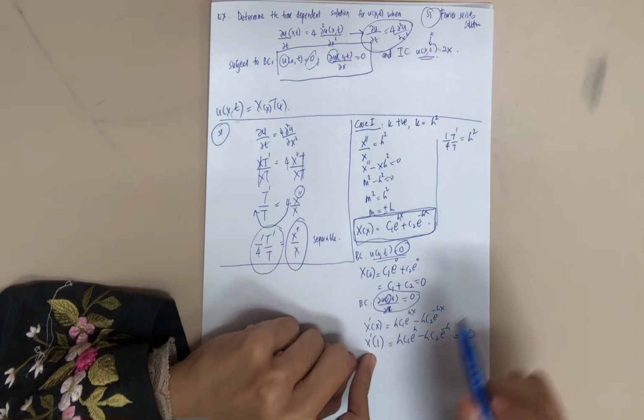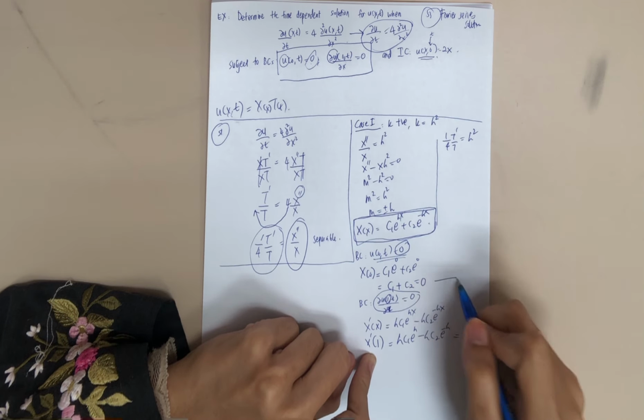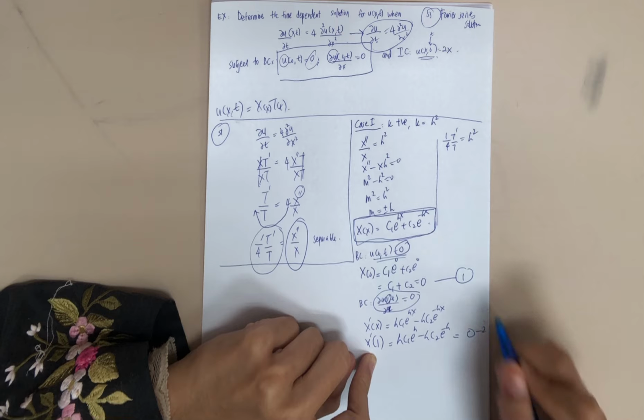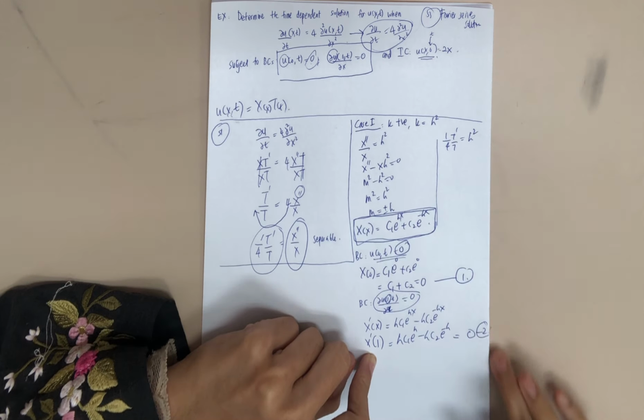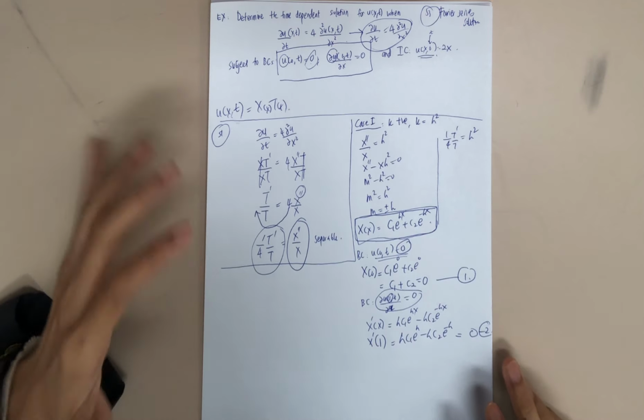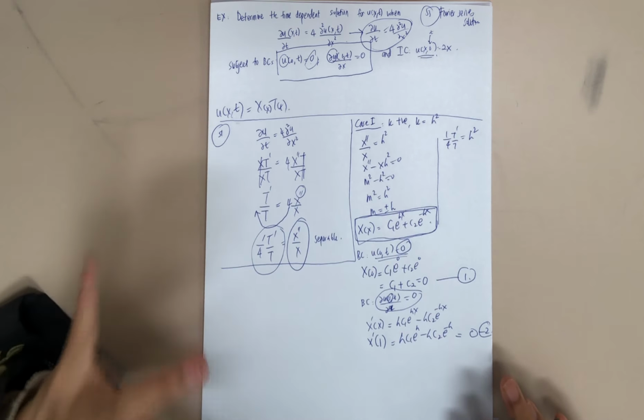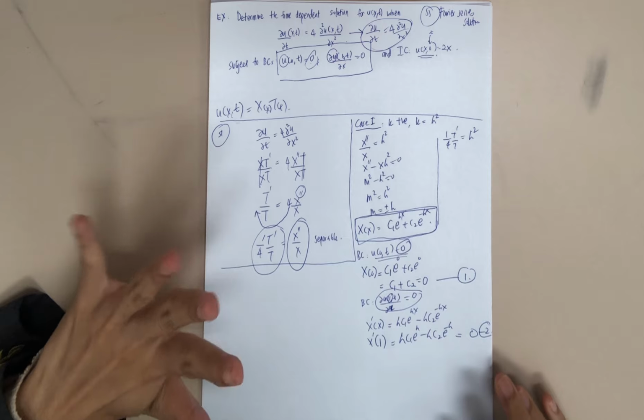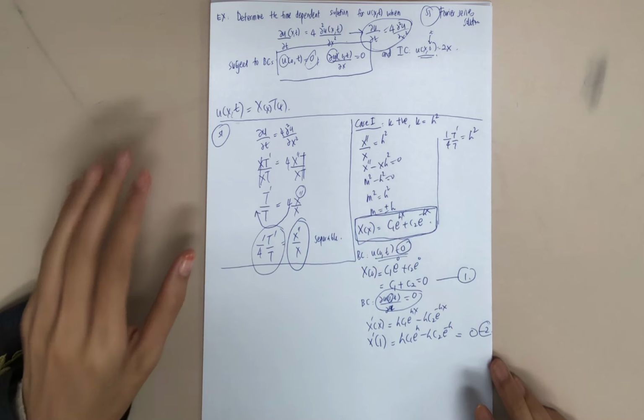Okay, alright. So you have two equations. So I just write down here. This is the first equation. This is the second equation. So our objective, class, is to find the value of C1 and C2. Okay, we want to find C1 and C2, class.